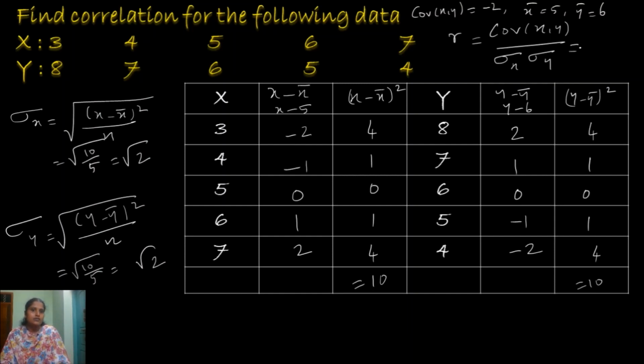So r is equal to covariance, minus 2, over root 2 into root 2. That is, root 2 into root 2 is nothing but 2 itself, minus 2 by 2 is minus 1. So correlation is minus 1.